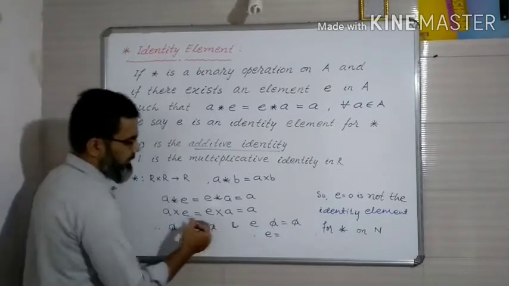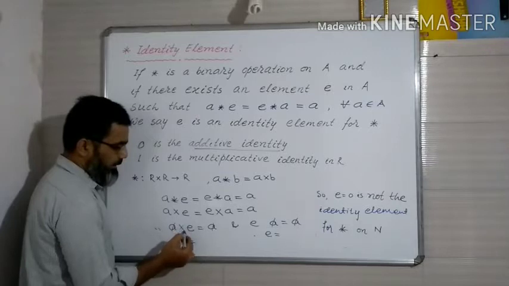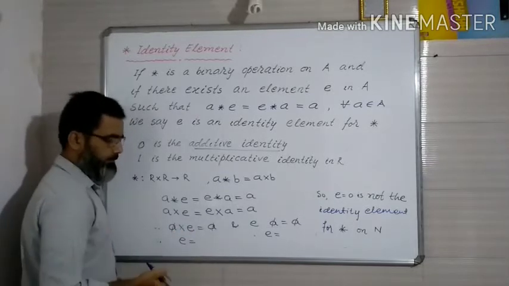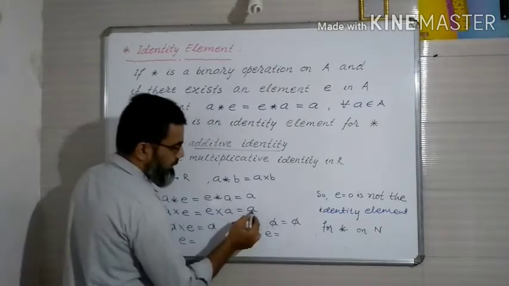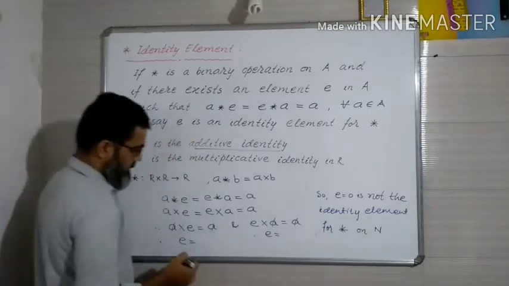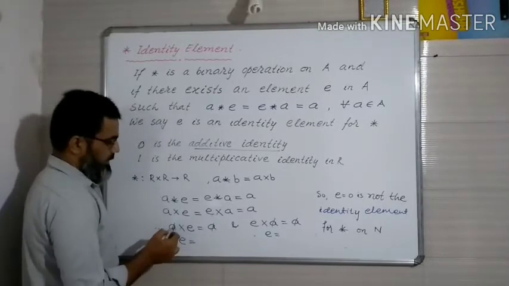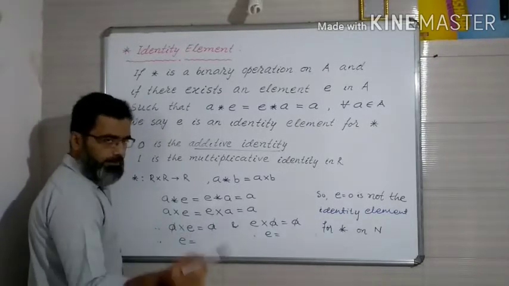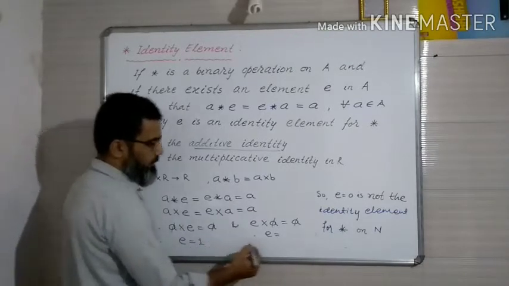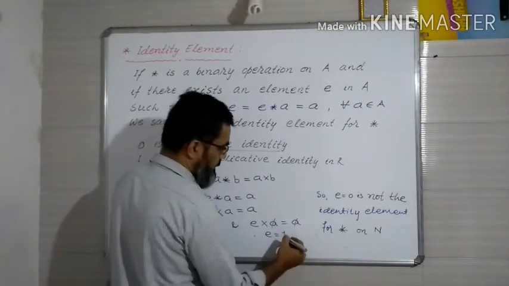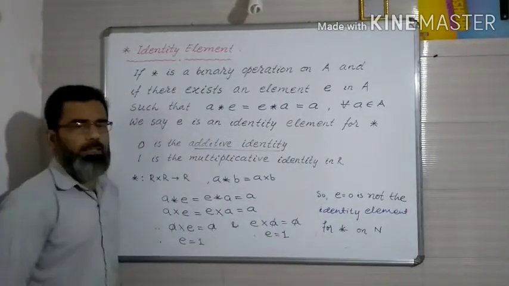Now separate the equation. A multiplied by E is equal to A. Then E multiplied by A is equal to A. Now let us check what happened. A is cancelled out, then the remaining term is 1 only. Here also A is cancelled out, and the remaining term is 1 only. So E equal to 1 is the identity element.